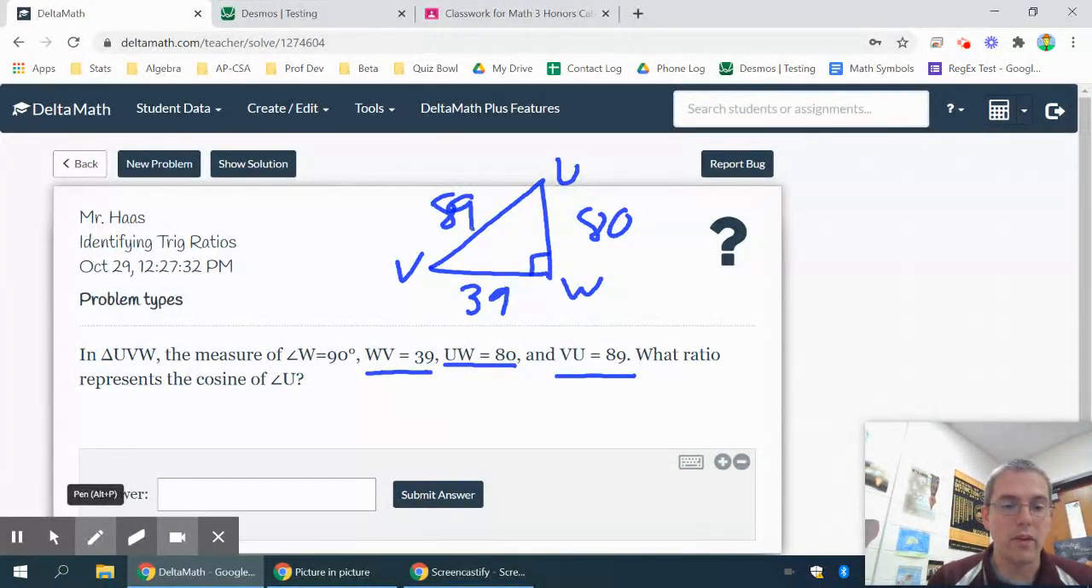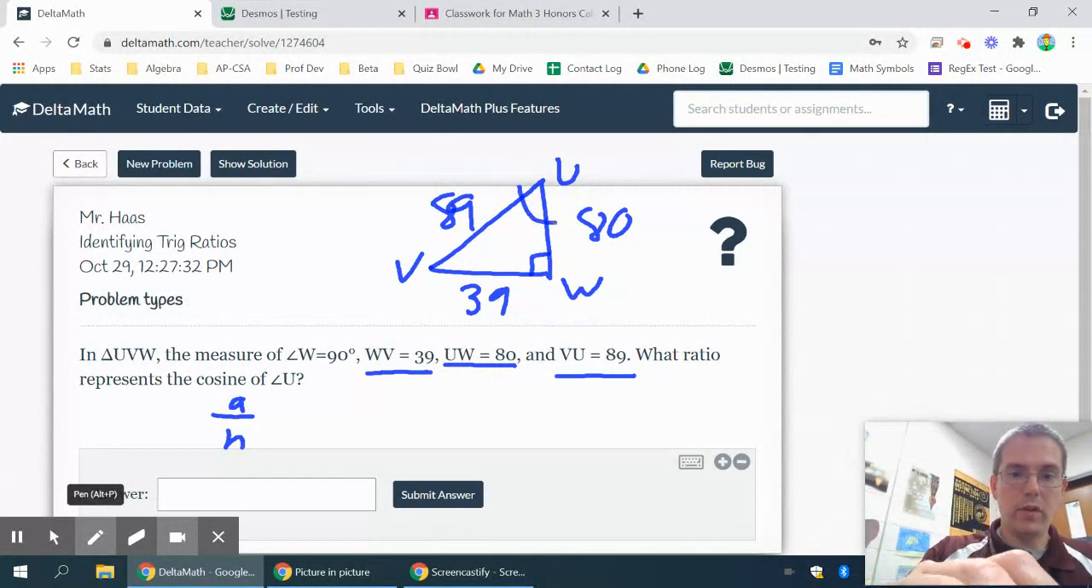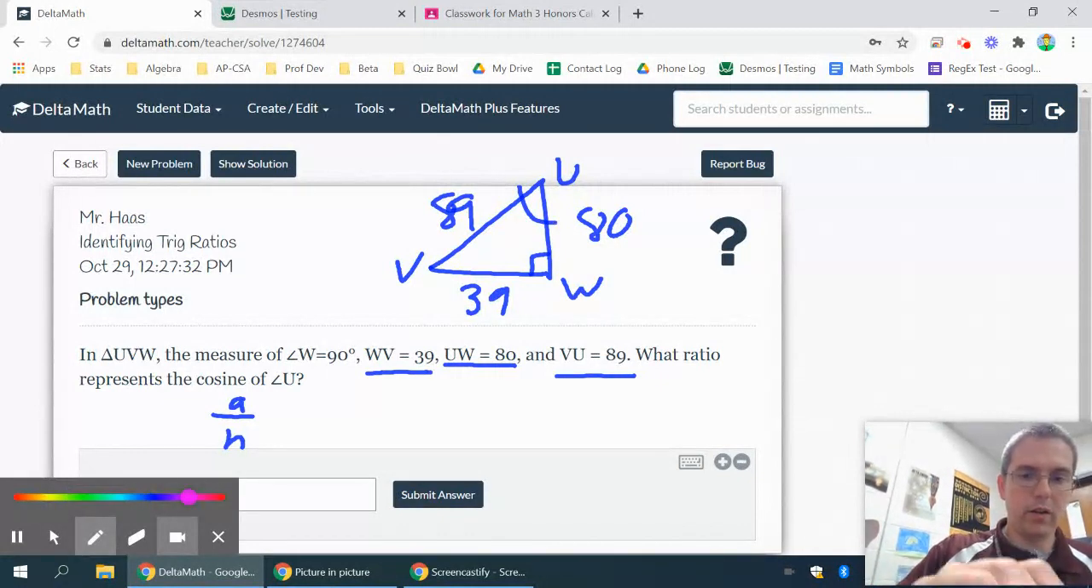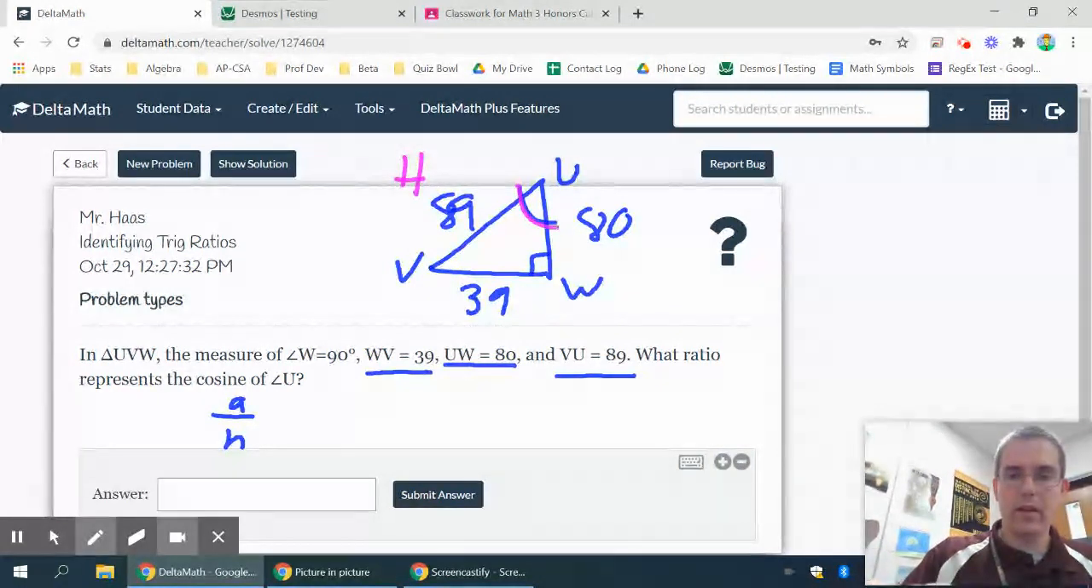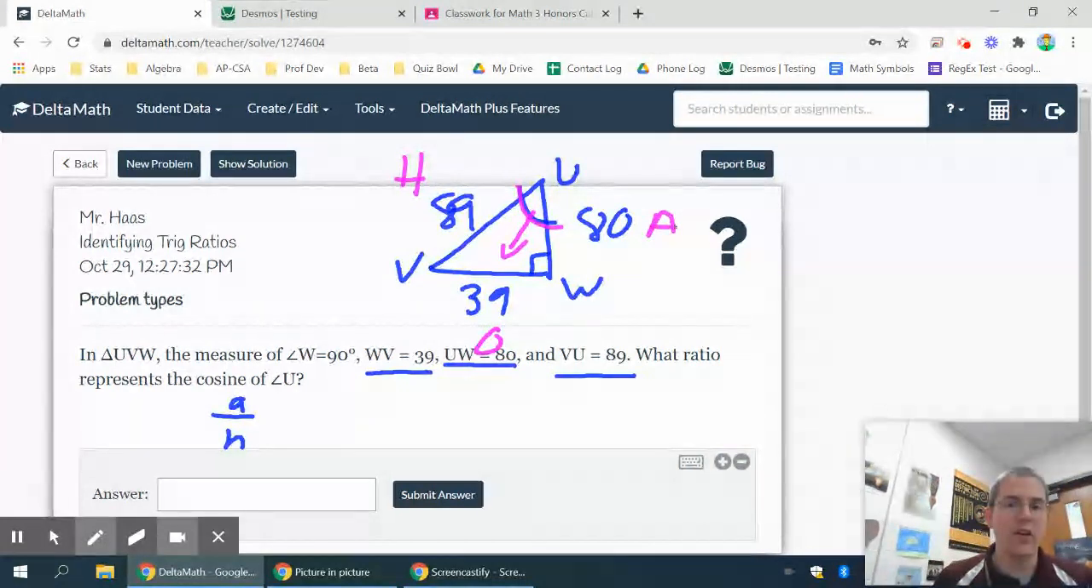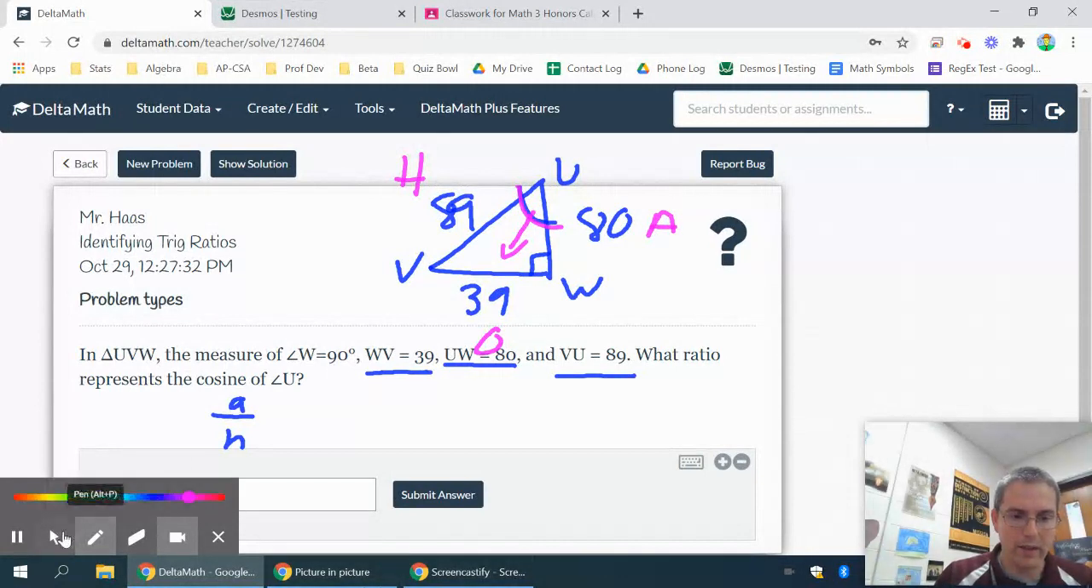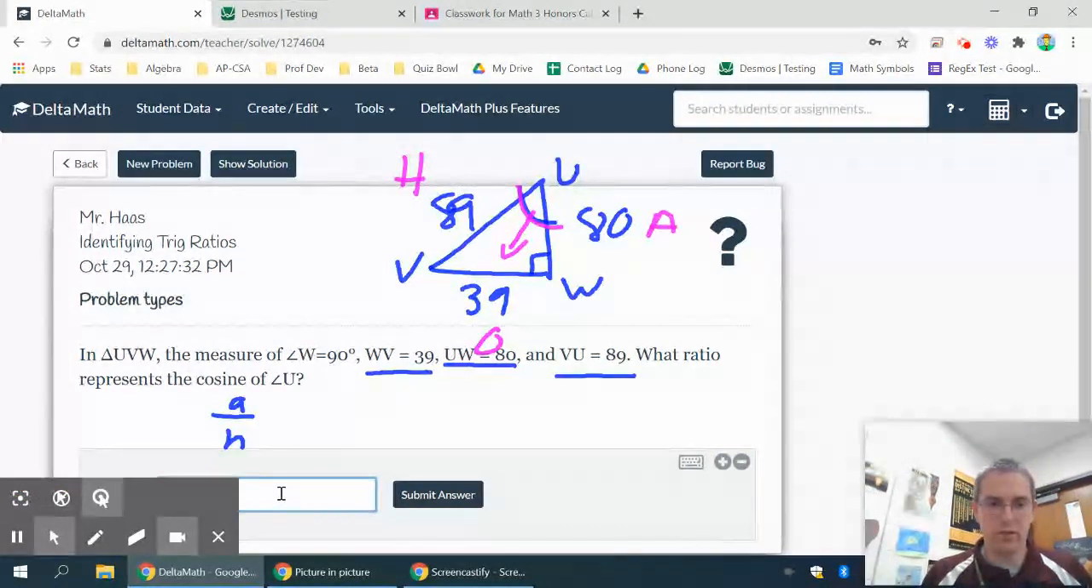But the ratio that represents the cosine of U, remember cosine from SOHCAHTOA, cosine is adjacent over hypotenuse, that is an A. And it's in terms of U, so mark angle U. And for angle U, this is my hypotenuse here. Do this in a different color so it stands out. And then the one that's opposite U is the 39, and the one that's adjacent, next to touching U, is the 80. So I would have an 80 over 89 as my answer, and you should just be able to type that in as 80 divided by 89, and it should do it for you.